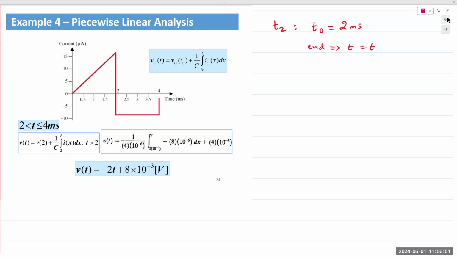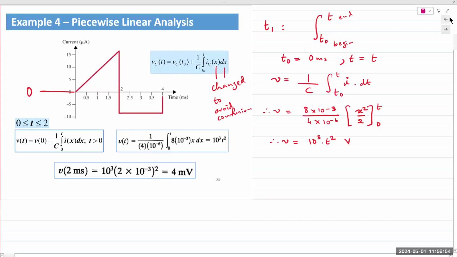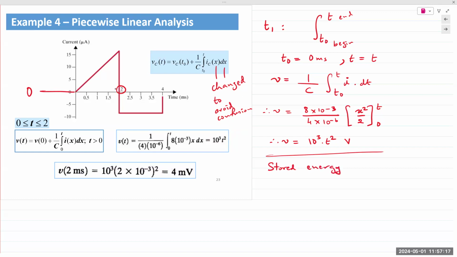But the initial stored energy for the second period is the ending energy, or the energy present in that capacitor at the end of the first time period. The first time period ended at 2 milliseconds. So the stored energy at t equals 2 milliseconds is the initial energy for the following analysis period.